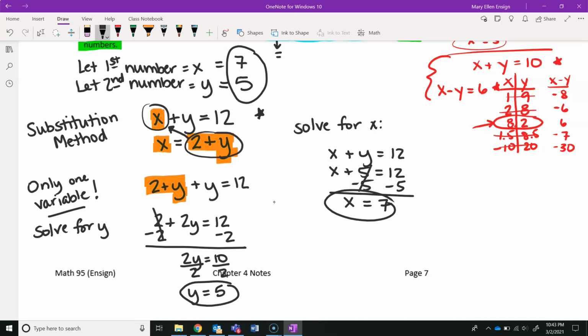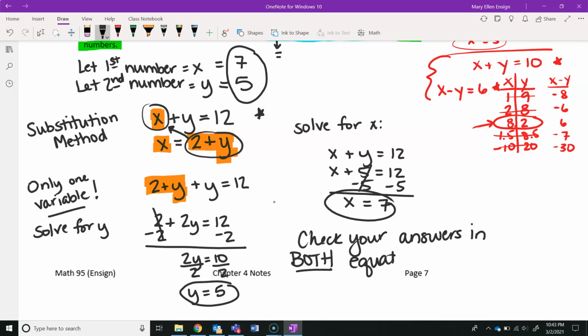All right, so in order to check this, check your answers in both equations, okay? They can't just work in one equation and you say I'm good, because think about our example over here on the right in red. If I said, oh, x plus y equals 10, well, 1 plus 9 could equal 10, even though that doesn't make the second one true. So we want to find the values that make both of those true.